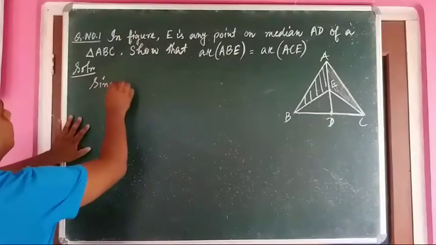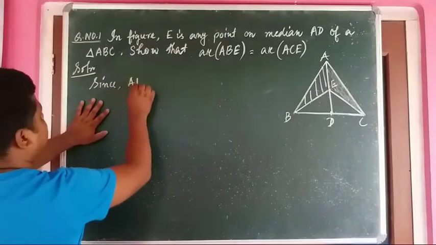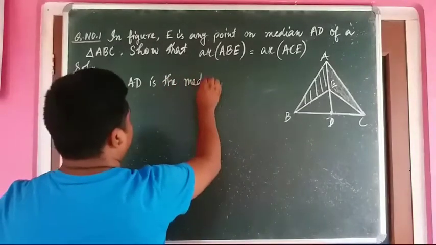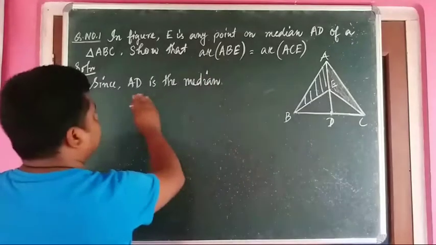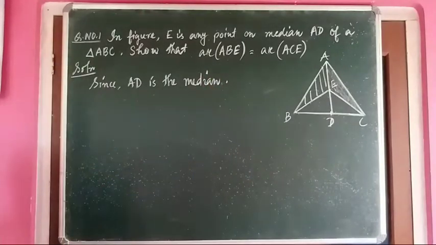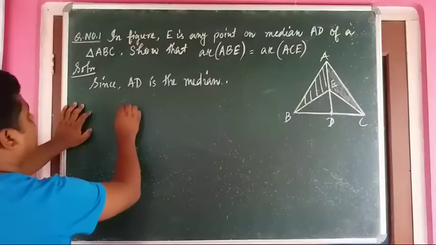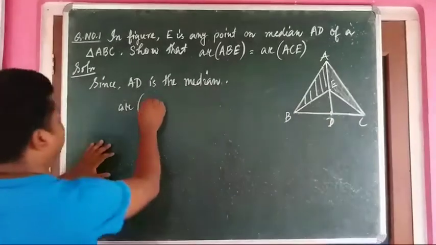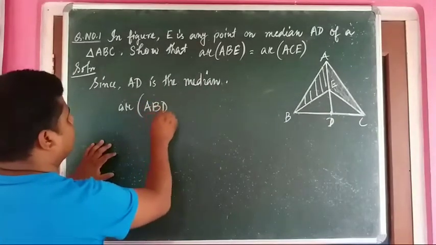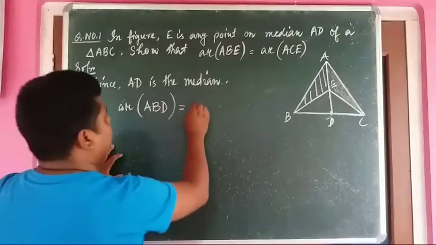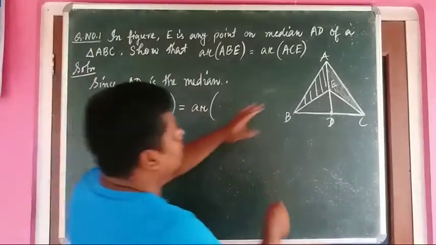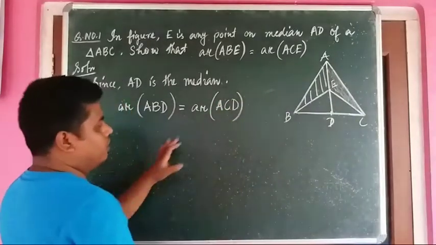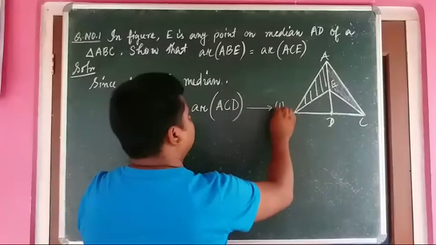since AD is the median, area of ABD will be equal to area of ACD, and we can mark this as equation number 1.